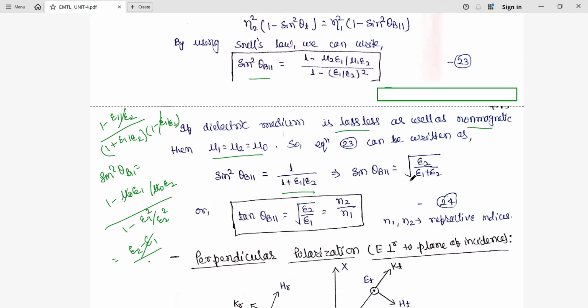If we take the square root on both sides, that is sine theta b parallel. So now we have the value for this sine, and we can find the value of tan theta b, that is root under epsilon 2 by epsilon 1, equal to n2 by n1, where n1 and n2 are the refractive indices.